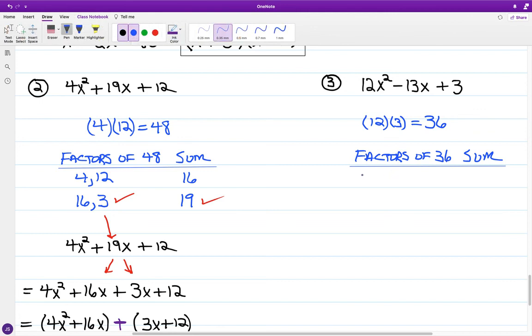Just to mention, in case you had 12 and 3, 12 times 3 is 36. However, 12 and 3 will add up to positive 15. We want the sum to be negative 13. And for this combination, this would be with the numbers negative 4 and negative 9. The product is 36. However, negative 4 plus negative 9 is negative 13.